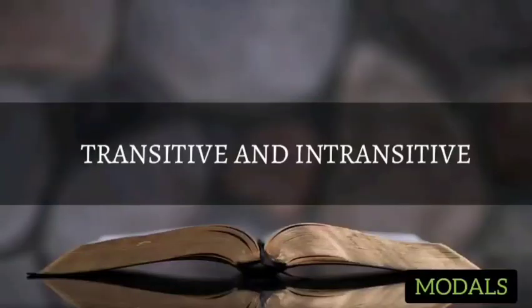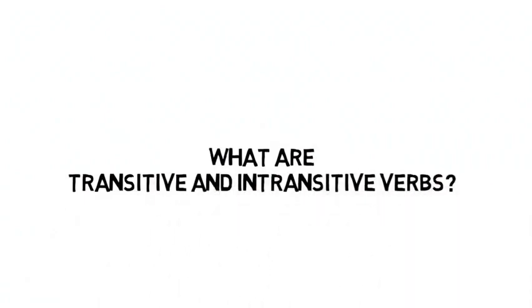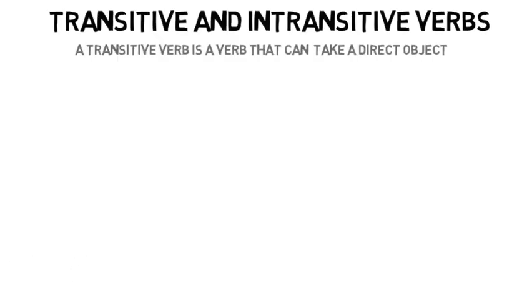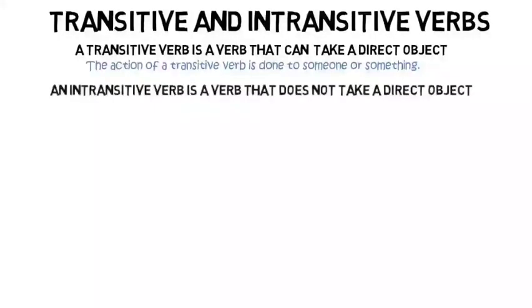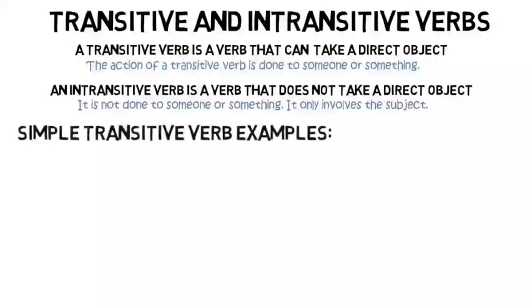Now, transitive and intransitive. It sounds a little hard but is very easy to understand. What are transitive and intransitive verbs? So first we are going to have the basic definition. A transitive verb is a verb that can take a direct object. The action of a transitive verb is done to someone or something. An intransitive verb is a verb that does not take a direct object. It is not done to someone or something.